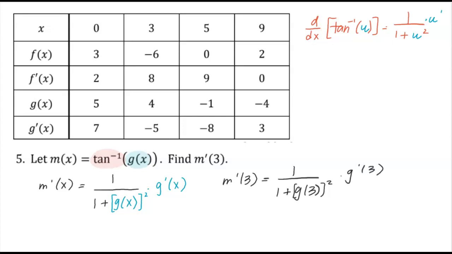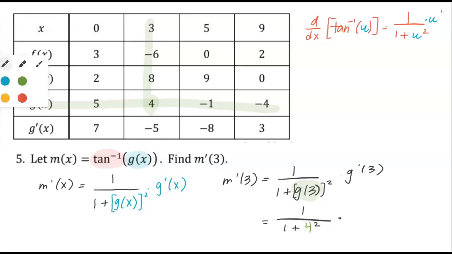So let's go find those two things on the table. So we'll start first with the g of 3. So g of 3, that's 4. So here we have a 4. All right, and I'll bring all this back down. So we'll have equal to 1 over 1 plus 4 squared. All right, and then we'll get the other piece.